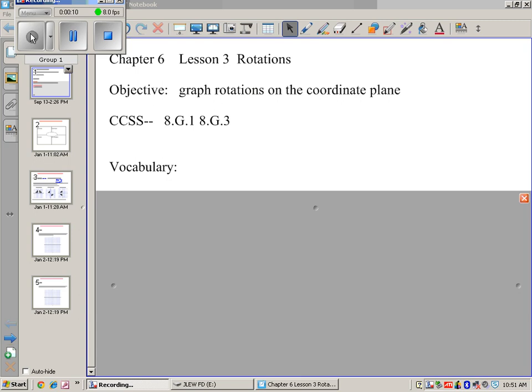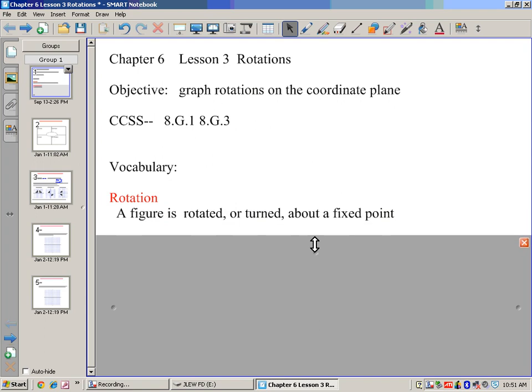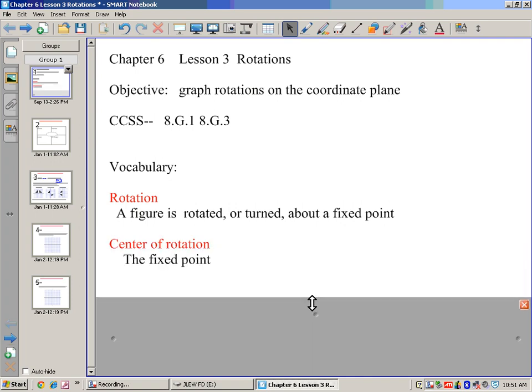Let's have a couple definitions for this one. Our first one is rotation, which is when a figure is rotated or turned about a fixed point. And our other vocab word is center of rotation, which is the fixed point.